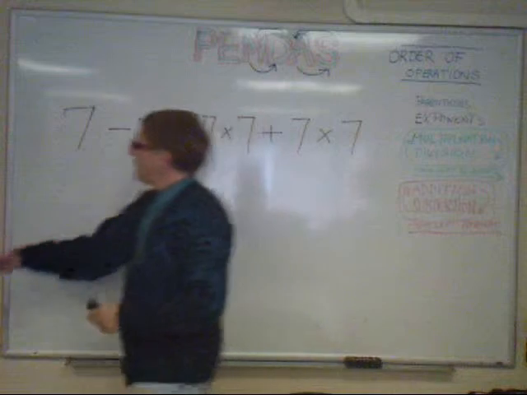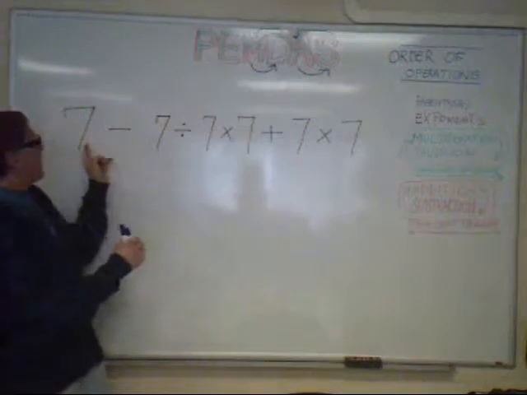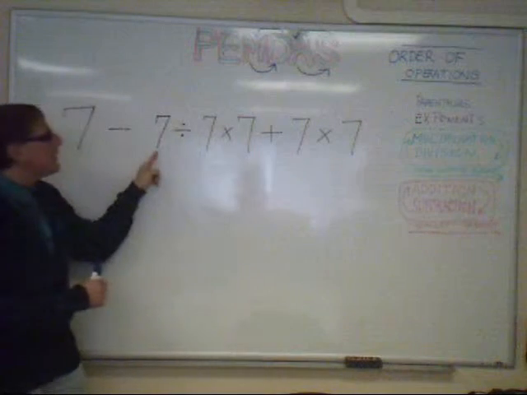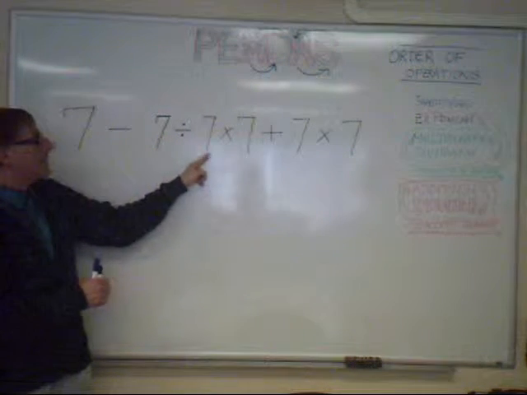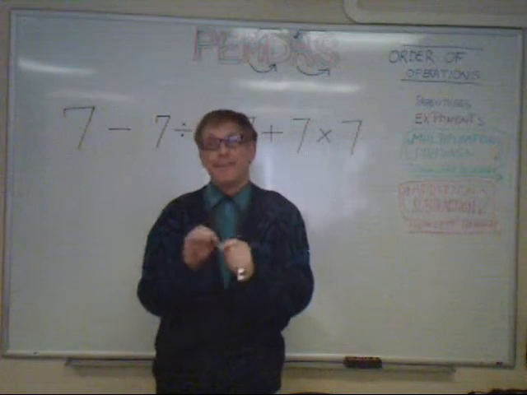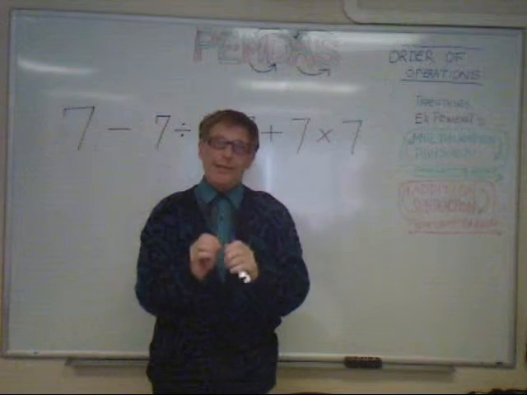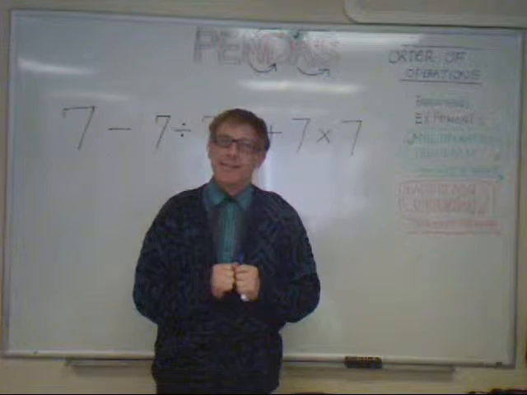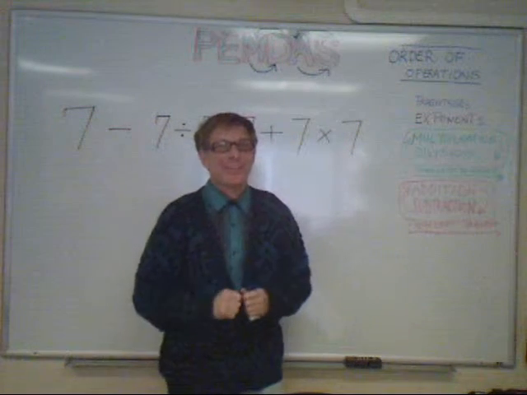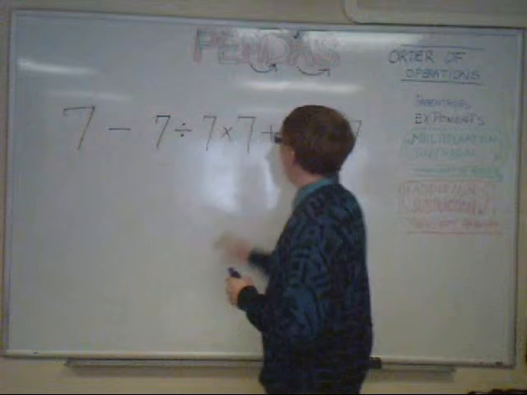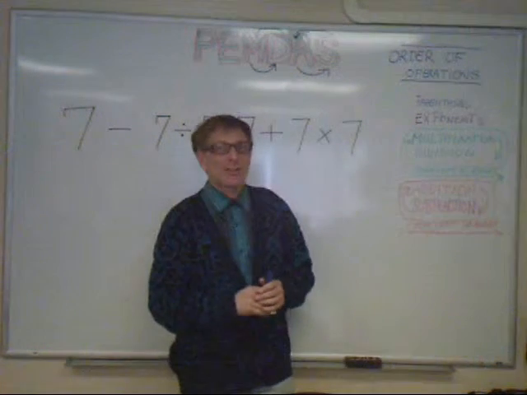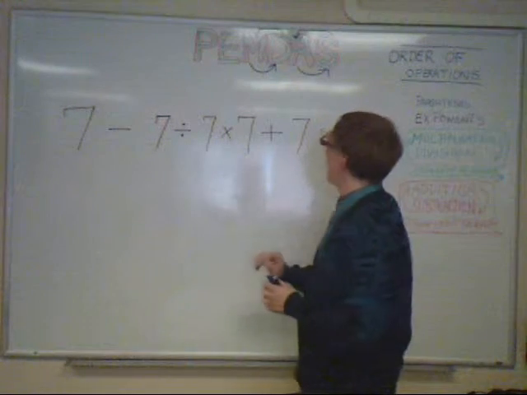Now, in this problem that we have with the 7s over here, you can see that 7 minus 7 divided by 7 times 7 plus 7 times 7. We don't have parentheses in this particular problem, and we don't have exponents to deal with. But we do have the other functions of multiplication, division, addition, and subtraction. And so I'm going to perform those. And remember, we're going to look at that order of operations as a guide. So let's start where we're going to go first.